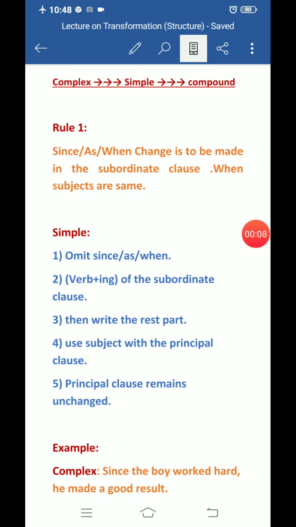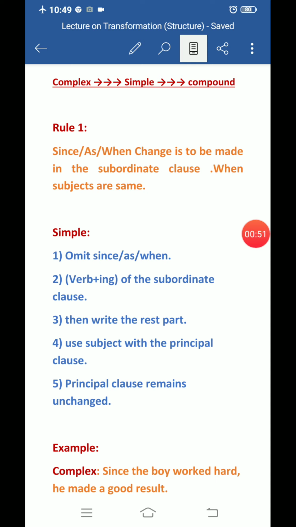Our today's topic is transformation of structure base. You have already learned the rules of interchanging simple to complex sentences, complex to simple sentences, simple to compound sentences, and compound to simple sentences. Today we're going to learn the same thing but in a different way, I mean in the inductive method. In this way we can learn the rules of interchanging simple, complex and compound sentences altogether.